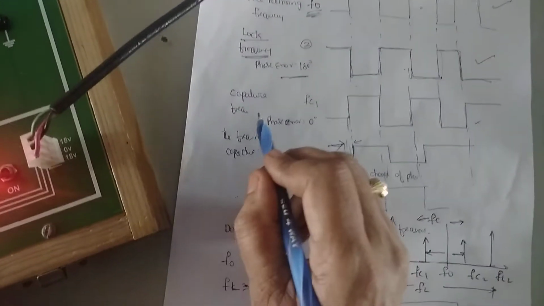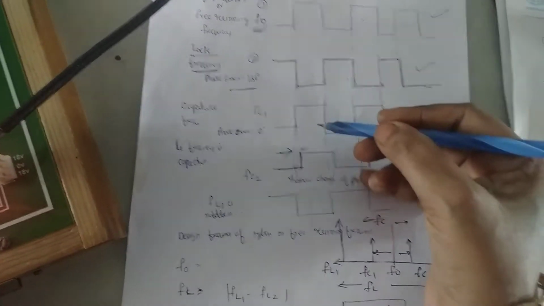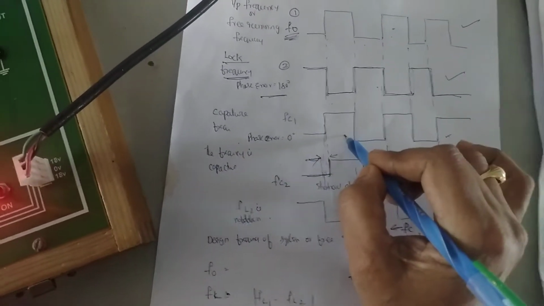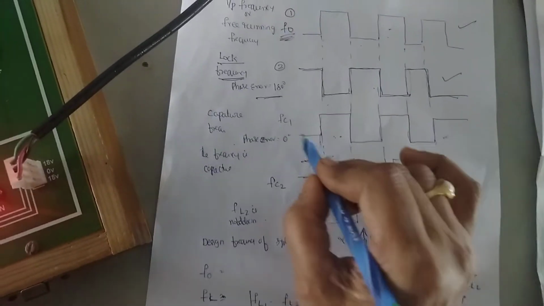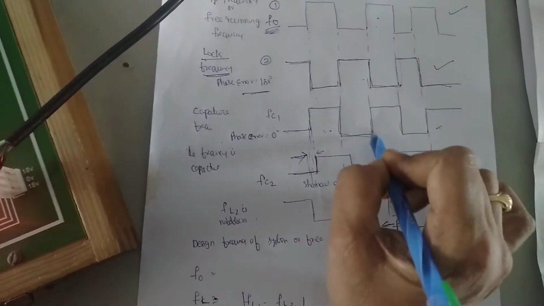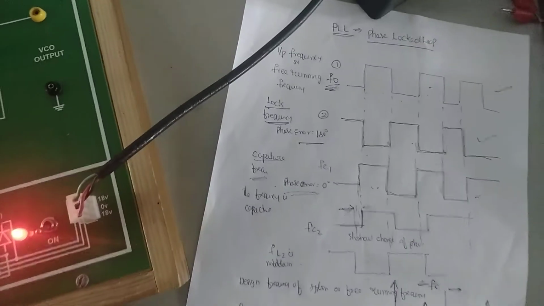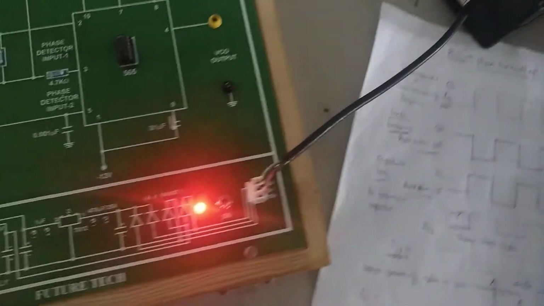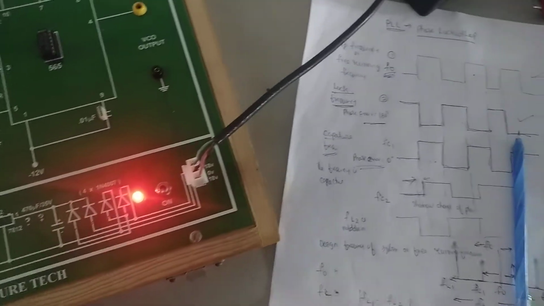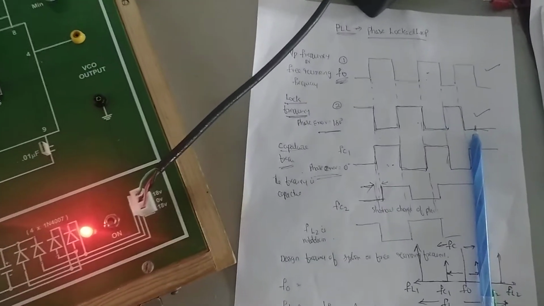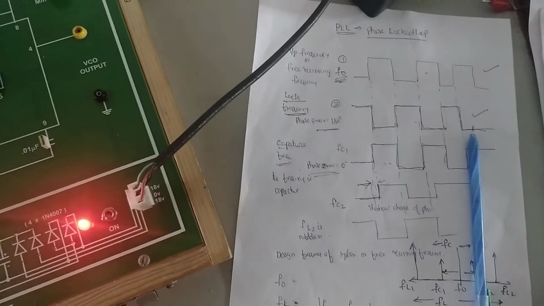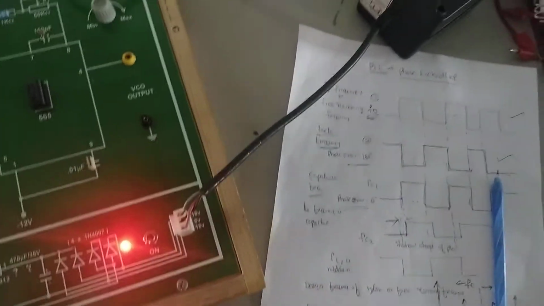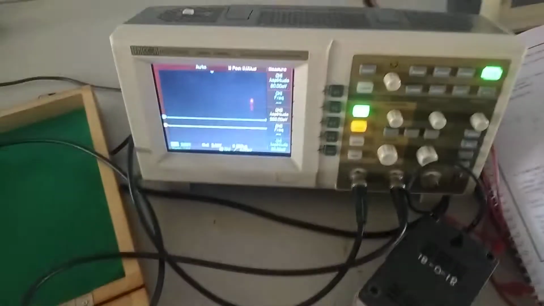Now come to the capture frequency. The free running frequency is in phase with the input signal frequency, so the phase error is minimum, zero. That we can call the capture frequency. So in this PLL experiment we have to identify three terms: the free running frequency, the capture range, and the lock range. You have to observe them through waveforms in a DSO.